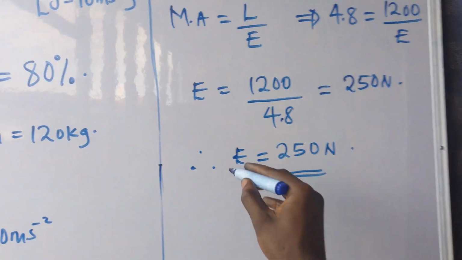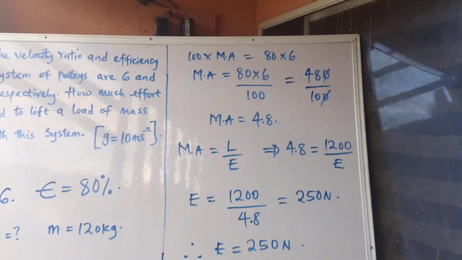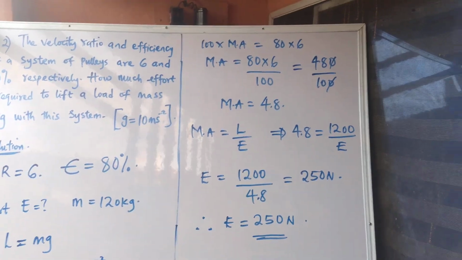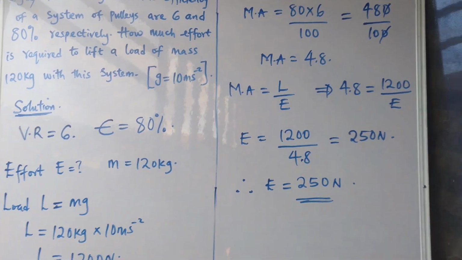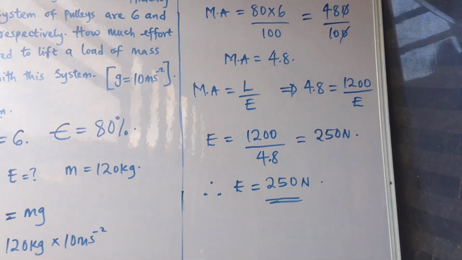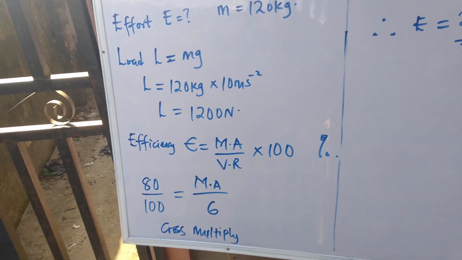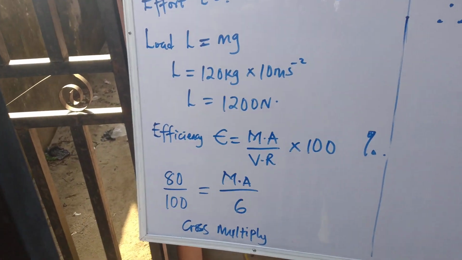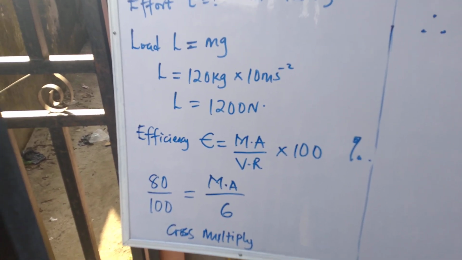Okay, that is the effort applied to that machine. It's 250 Newton. Observe everything we did. We used the formula for mechanical advantage, which is load over effort, making effort the subject of the formula. We had 250 Newton. We also made use of the formula for efficiency. The efficiency of the machine is mechanical advantage over velocity ratio times 100. So we substituted the values there.